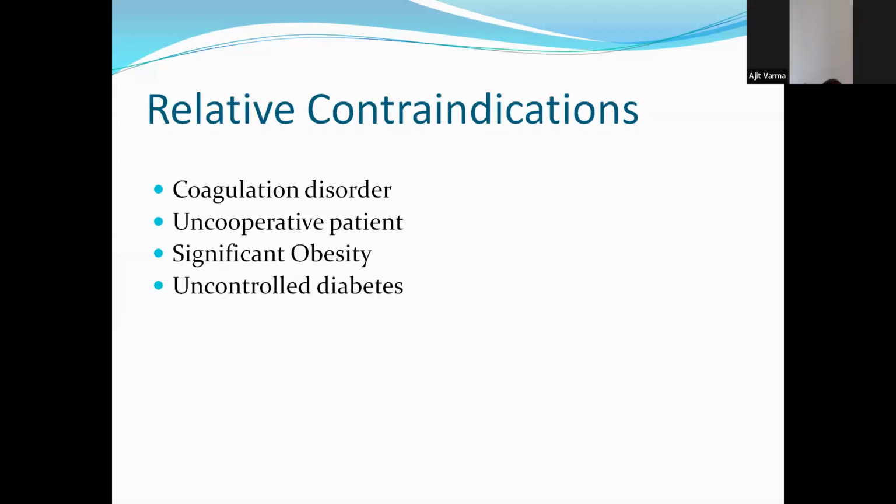There are certainly relative contraindications also, where you can give injection with a little bit of caution, like uncontrolled diabetes. Yes, you can give injection, but you have to control the diabetes, then you can go for injection. Significant obesity is a relative contraindication. Very uncooperative patients are difficult to inject in an OPD setup. Coagulation disorders are also relative contraindications, as they may lead to bleeding episodes into the joint. So these are also relative contraindications to intra-articular injections.